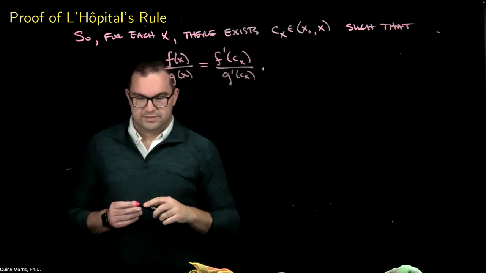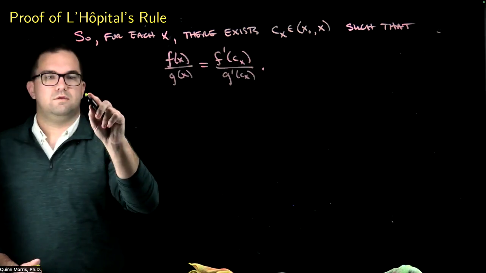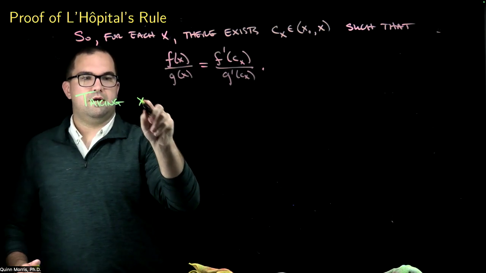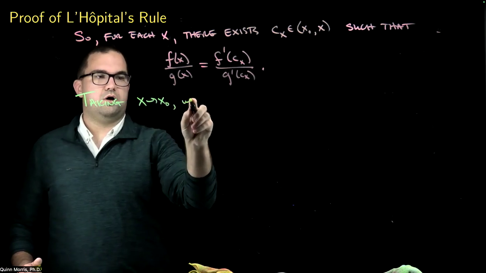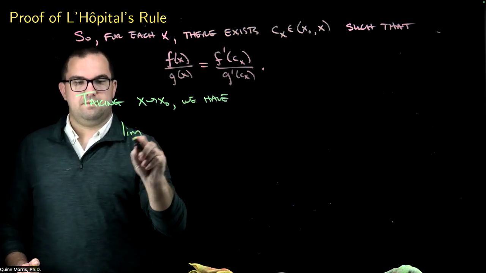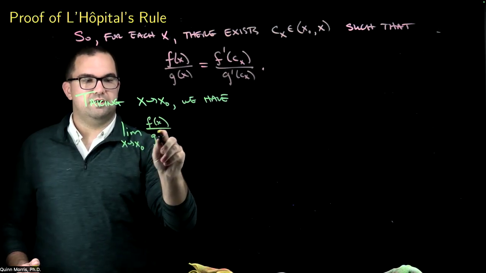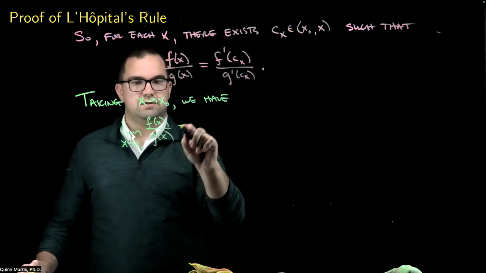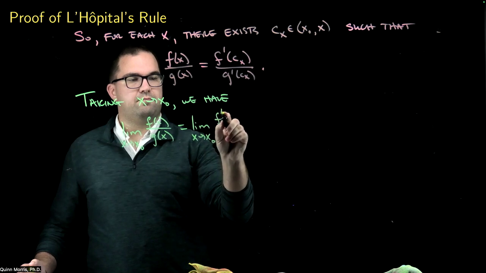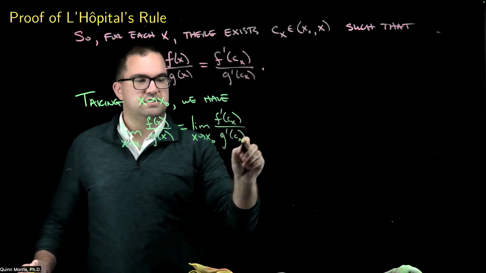Now, what we want to do is take a limit of both sides as x approaches x naught. Okay. So, taking x to x naught, what happens here? On the left-hand side, I have the limit as x approaches x naught of f of x over g of x. And that's going to be equal to the limit as x approaches x naught of f prime of c sub x over g prime of c sub x.